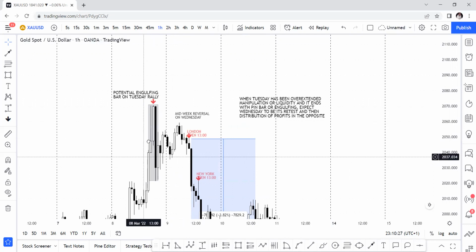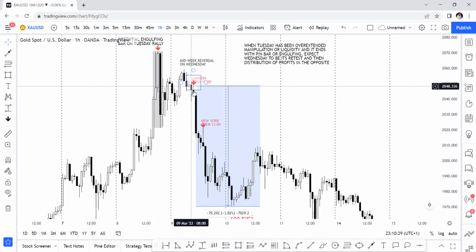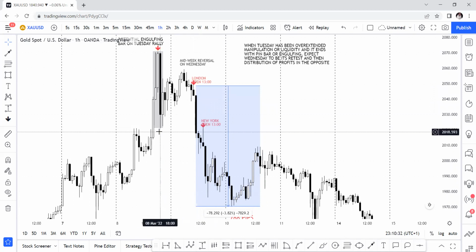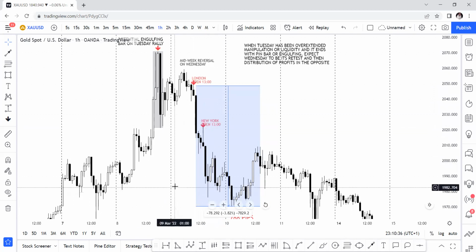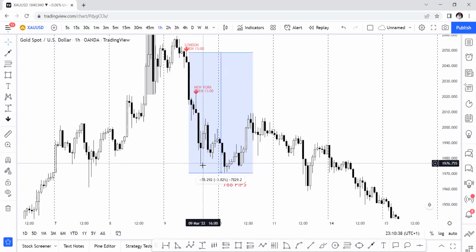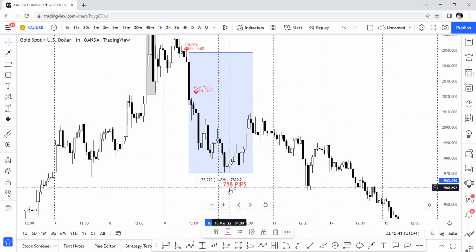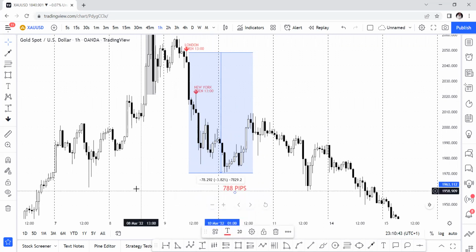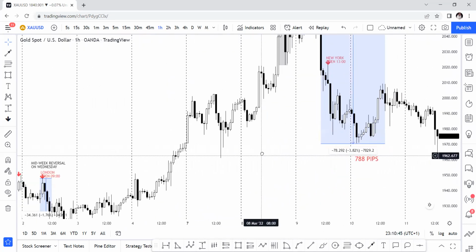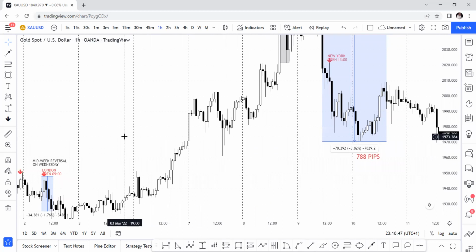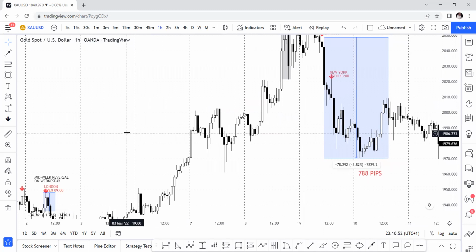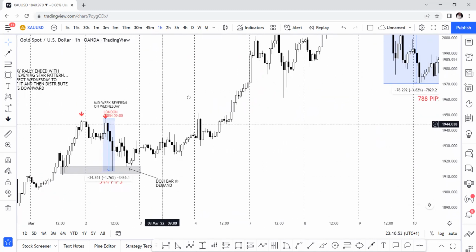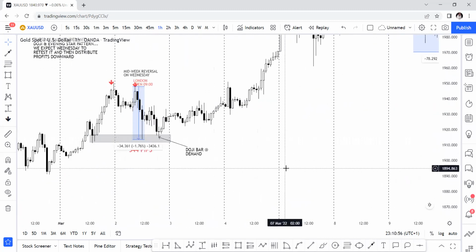So you see a push there at London market, price came down to this, then we have a retest of it into New York, continuation downward in context of the previous market structure, which ended up with 788 pips. You can imagine that. 788 pips on that day of March, 788 pips alone. Yeah, so gold can be very, very volatile.